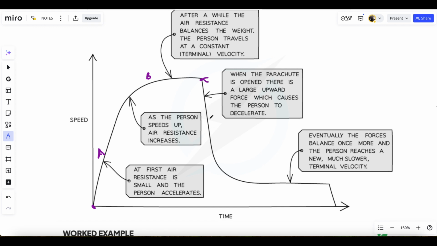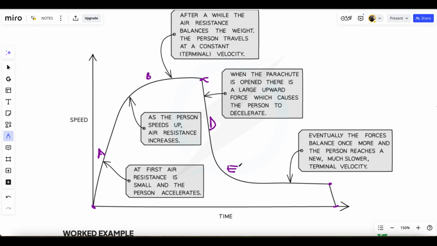Air resistance is bigger than your weight now, so you are decelerating slowly, till you reach another terminal velocity, where eventually the air resistance and your weight become equal again, and then you take out your parachute and jump down. Then you get to this place. Here you take out your parachute. If they label here as D, they label here as E.